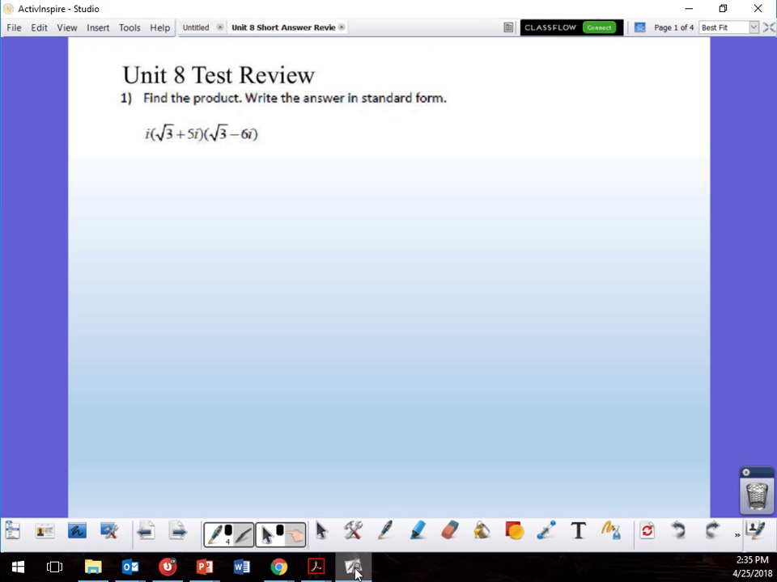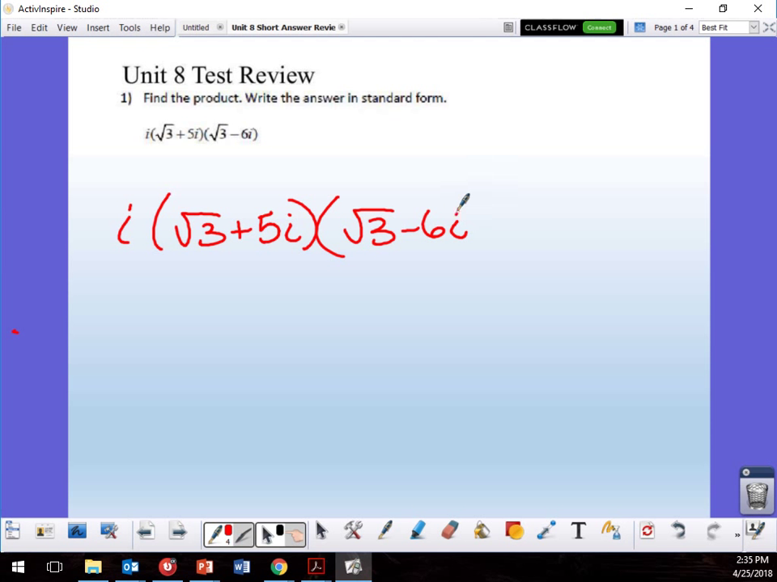Let me start with this problem right here. I'm going to bring this down because I want it a little bit bigger. So this is a multiplication. If I'm multiplying binomials, what was that special thing we said we have to do? FOIL it. Let's go through and FOIL it. Right here, rad 3 times rad 3 is rad 9. What is the square root of 9? 3. So we're going to have 3 here.